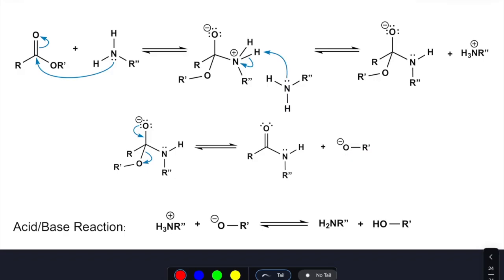Remember, the alcohol has a pKa in the 15s. This has a pKa at about 10. So this is quite favorable to go to the acid-base reaction you see over here.